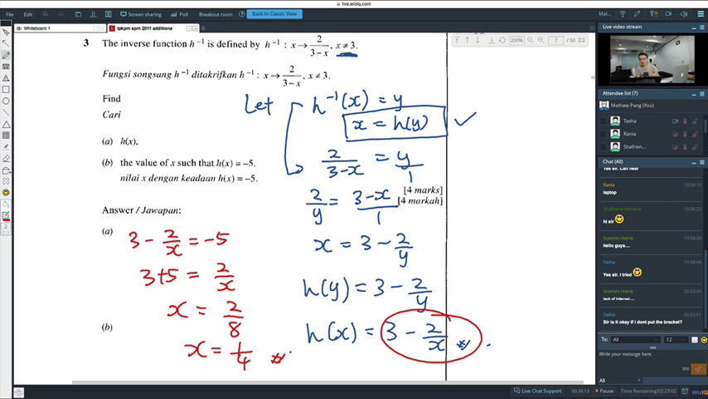Alright, this is just simple algebra. So far so good for this 4-mark question. Anyone can't understand? If not, I'm going to move on again. I see someone typing.